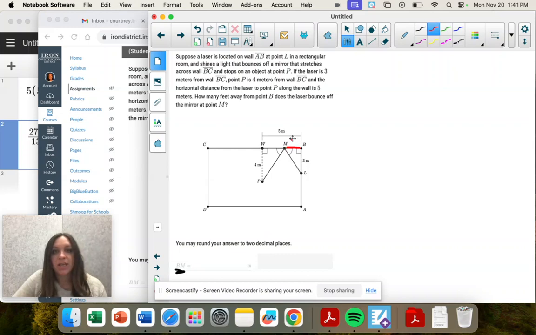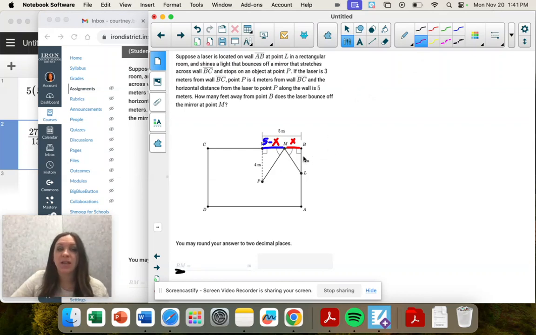I'm going to call it X. And we know that this is 5 all the way across. So we need to label this side. Do you know how you would find that length? You would take 5 minus whatever this is, X. So we actually have 2 variables here that we're going to use. Well, one variable, X, but we're going to see it twice.